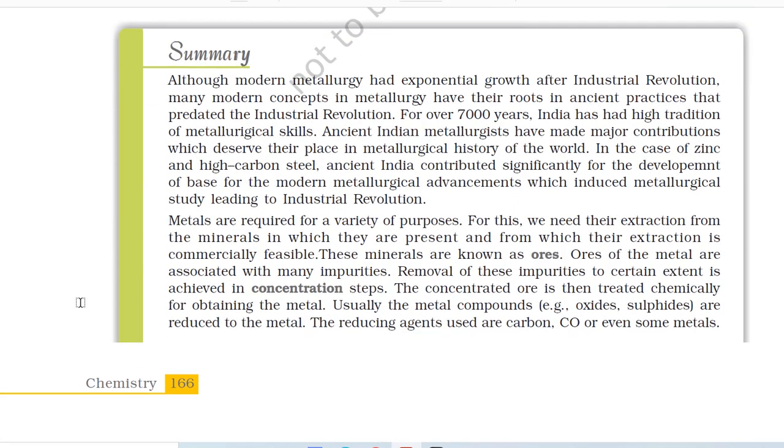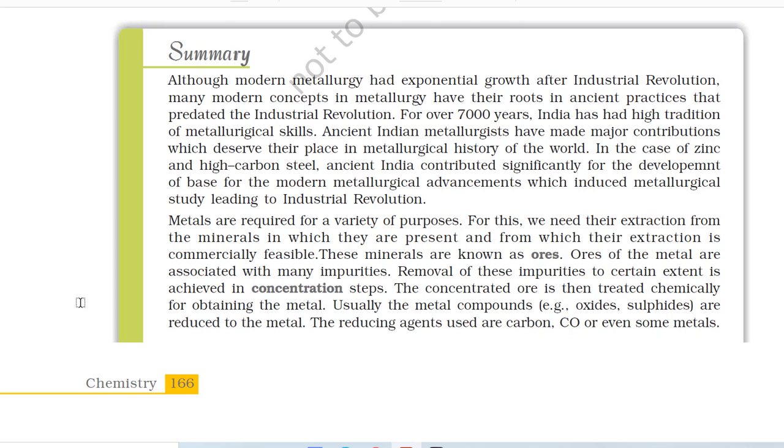Summary. Although modern metallurgy had exponential growth after the Industrial Revolution, many modern concepts in metallurgy have their roots in ancient practices that predated the Industrial Revolution. For over 7,000 years, India has had a high tradition of metallurgical skills. Ancient Indian metallurgists have made major contributions which deserve their place in the metallurgical history of the world. In the case of zinc and high carbon steel, ancient India contributed significantly to the development of the base for the modern metallurgical advancements which induced metallurgical study leading to the Industrial Revolution.